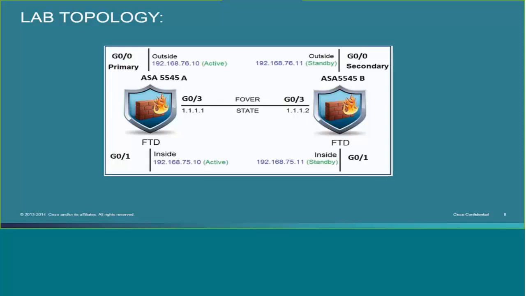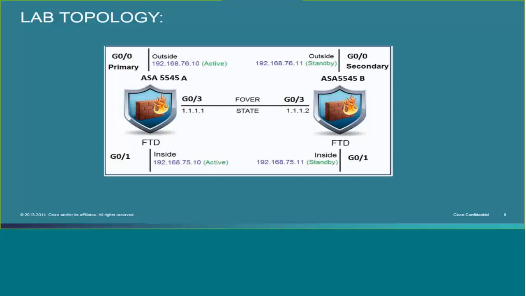Another point to keep in mind is that the active IP will always be coupled with the interface MAC address of the primary. So irrespective of which box is active, it will source its traffic using the primary interface's MAC address. Let's say gig 0/0 has a MAC address AAAA and gig 0/0 on 5545B has BBBB. The active IP will always source its traffic from MAC address AAAA, and similarly the standby will always source its traffic from BBBB.